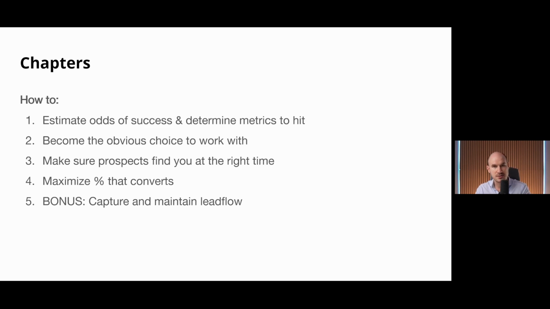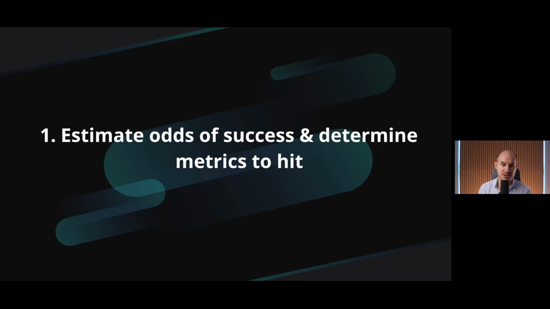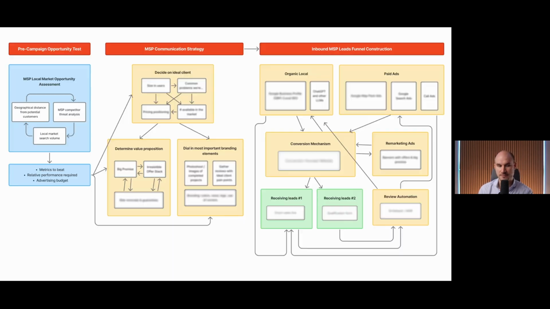Okay. So here are the chapters we're going to be discussing. So the first one is estimating the odds of success and determining what we need to achieve as we are building the campaign, right? So we make a little map. The second thing is you start utilizing that. So you want to start working to become the obvious choice in your market. Then once you are that, you need to make sure people find you. Then you need to make sure that when they find you, they convert. And once that's done, you want to build a little moat. You want to maintain your lead flow. Let's get into it. Chapter 1.